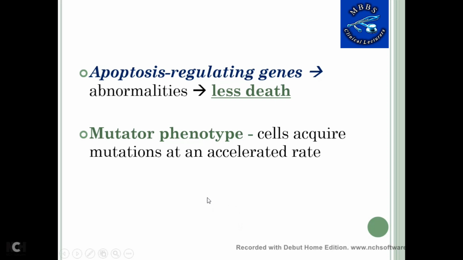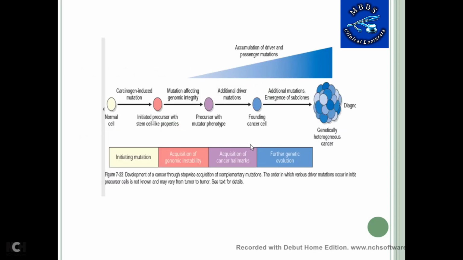Now, some cells acquire mutations at a very fast pace. Most of the cells resist acquiring mutation, but some cells acquire mutation at an accelerated rate. And those kinds of cells represent the mutator phenotype in that particular case.